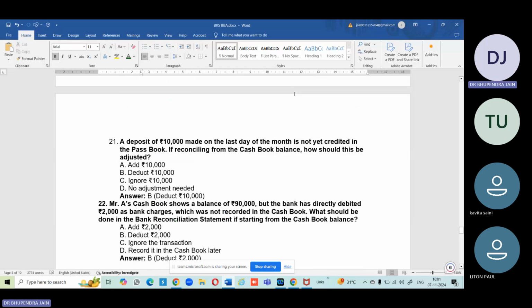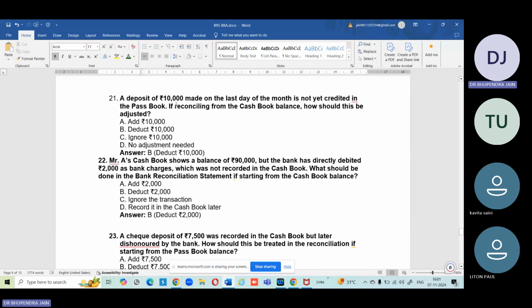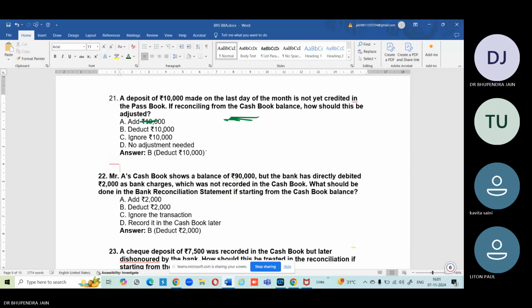A deposit of rupees 10,000 is made on the last day of the month, but not yet credited in the passbook. If reconciled from the cash book, कहाँ से start करना बेटा? Cash book. If we deposit the check, so we have increased the balance in the cash book, but in the bank the check is not credited, so we have to subtract from our balance. So answer क्या आ गया बेटा? Deduct rupees 10,000. Next.